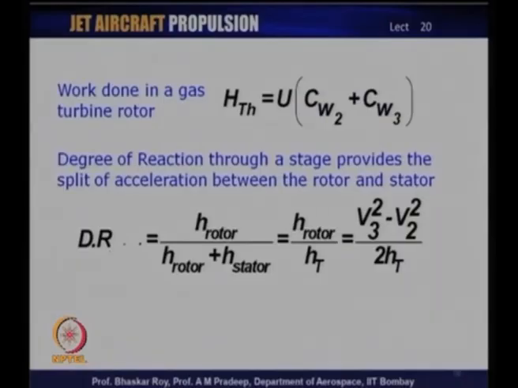Let us try to quantify the work that these turbines can do. The work done in a gas turbine rotor can be simply written down as U into (Cw2 plus Cw3). U of course, is the rotating speed of the turbine at a particular section, as we have just seen, and Cw2 and Cw3 of course, are the tangential velocity components, or the whirl velocity components, of the flow coming in and exiting from the rotor.